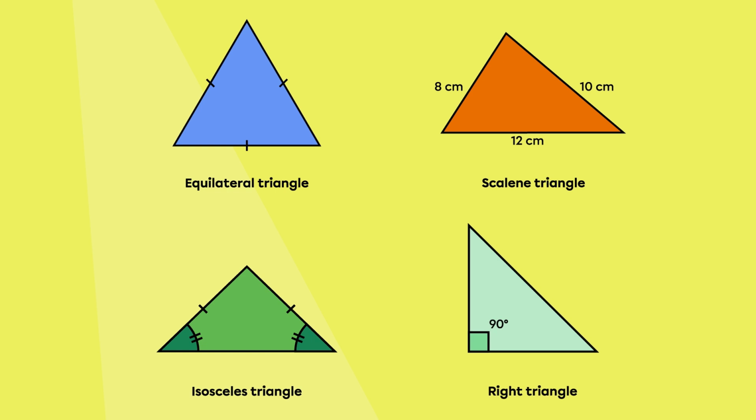The next triangle I'm going to introduce you to is the right triangle. This one always has a right angle, which means an angle of 90 degrees. This is its main characteristic. But that's not all. Did you know that a right triangle can also be isosceles or scalene?